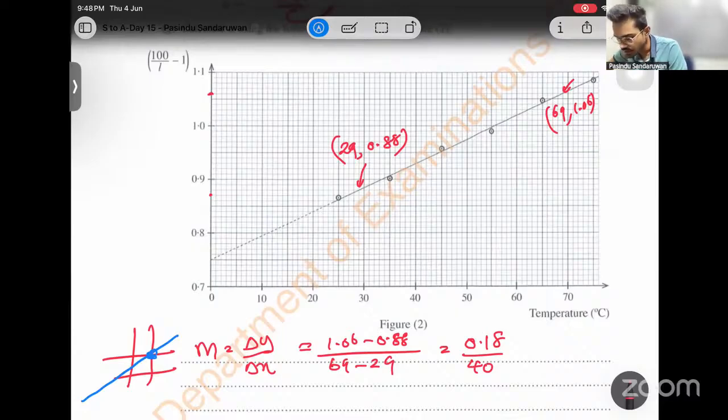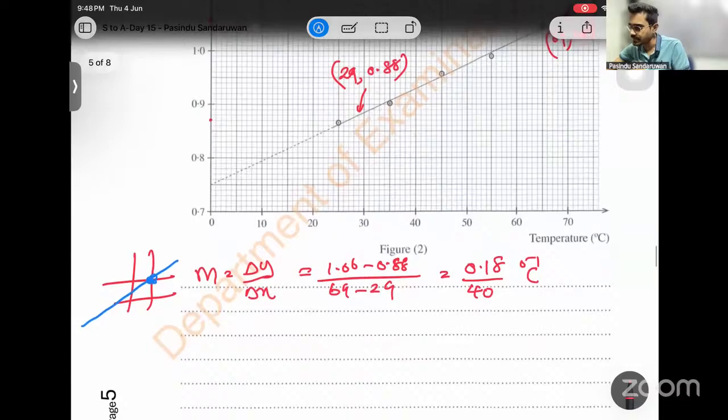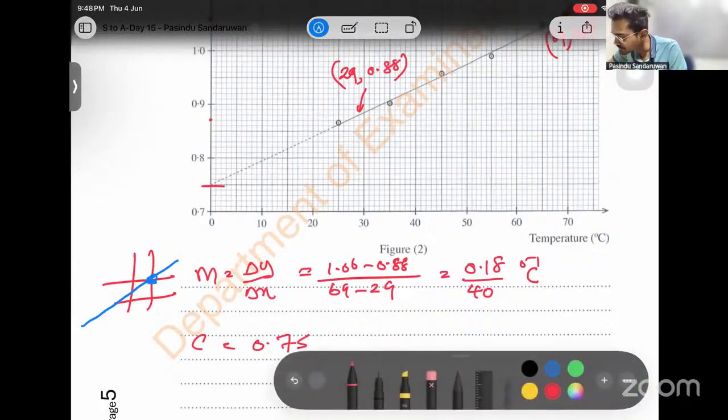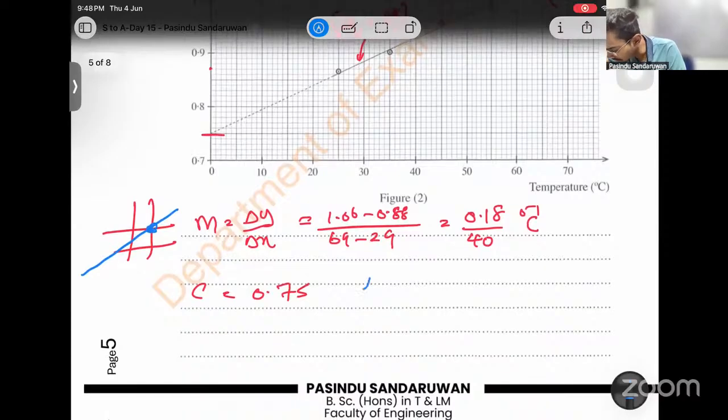This is a gradient. This is coming as per degree Celsius. You don't need to write the unit. Then the intercept. We need both, because alpha is going to be gradient over intercept. So we have to find the intercept too. Intercept is given, clearly visible. This point, that is 0.75. Then alpha is given by gradient over intercept. Gradient is 0.18 over 40 over intercept 0.75.